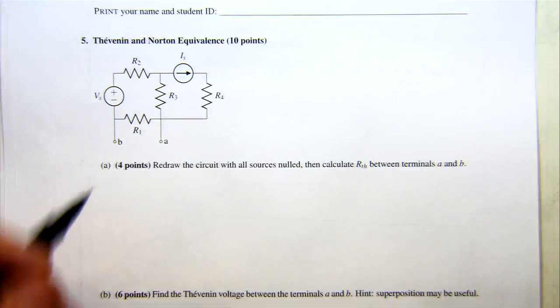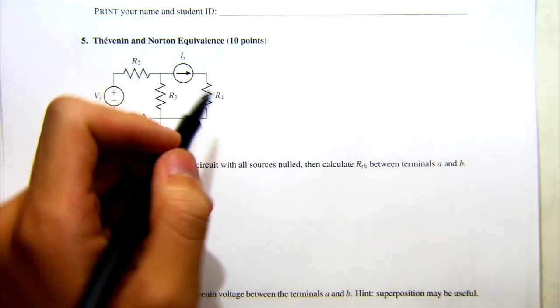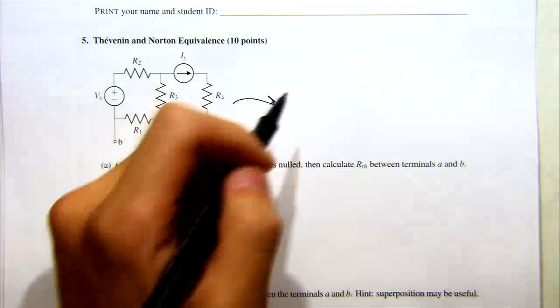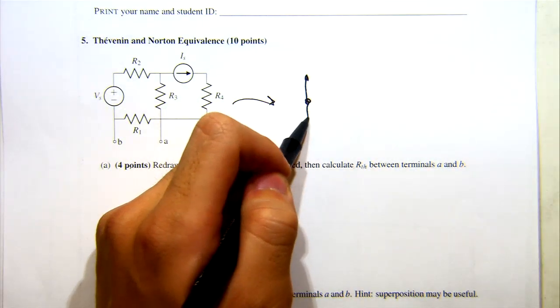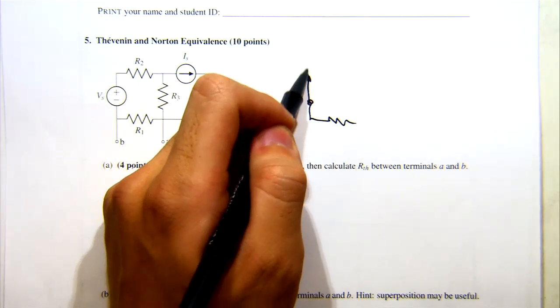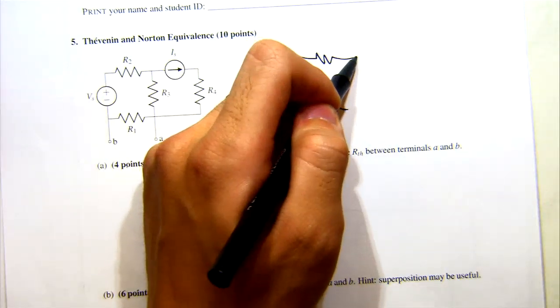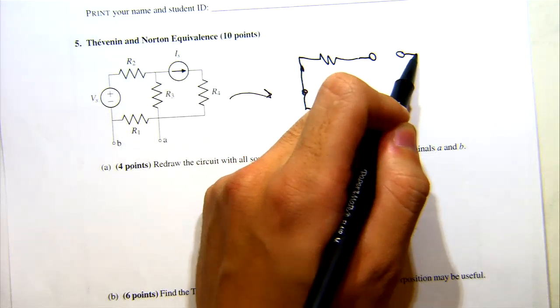So in this case, for the voltage source, we can redraw this as having a short in the place of where the voltage source once was. And then we can draw the rest of the circuit. In this case, for the current source, we'll put it open.